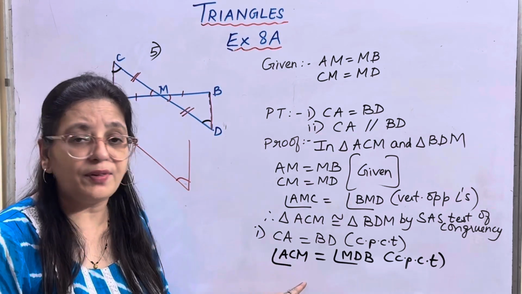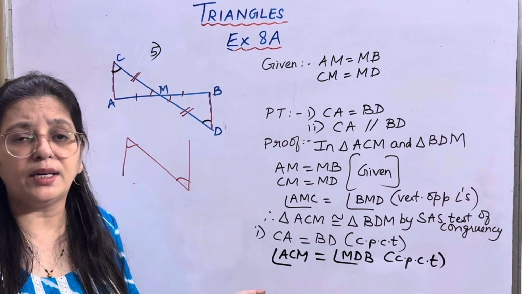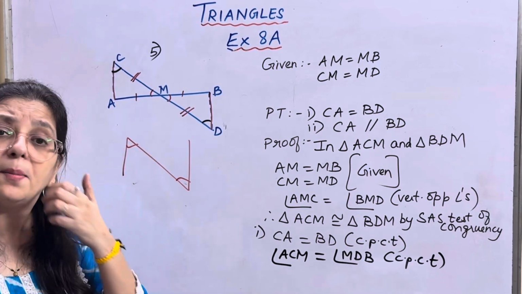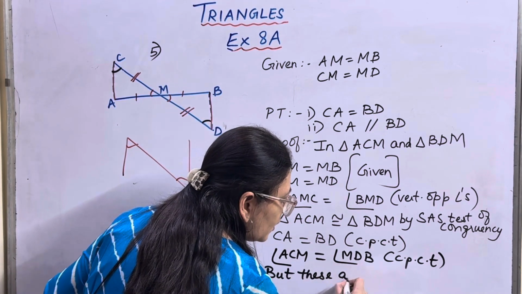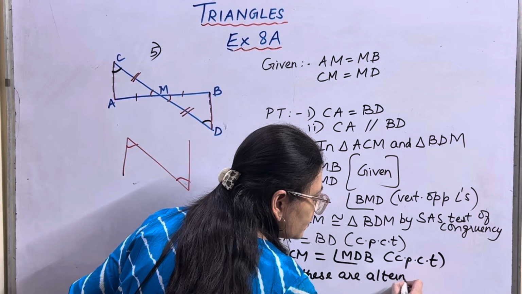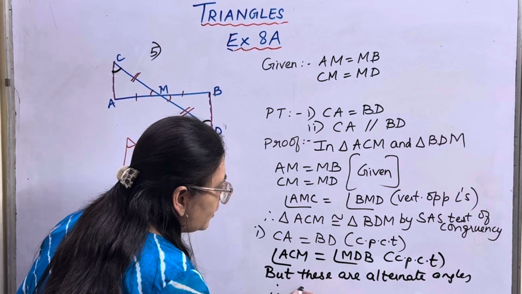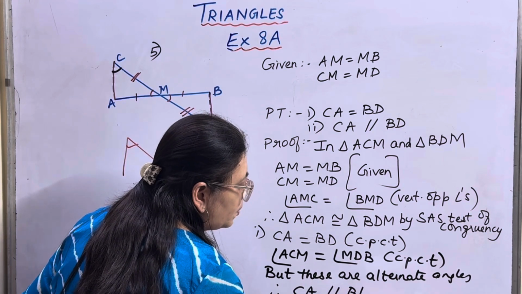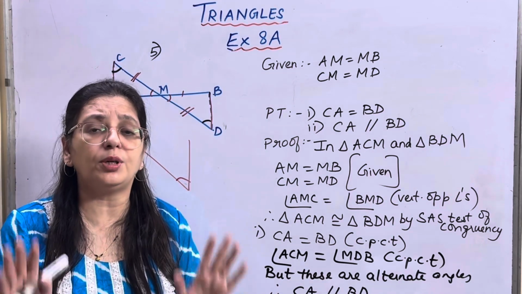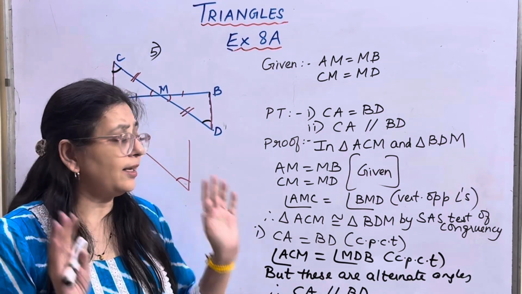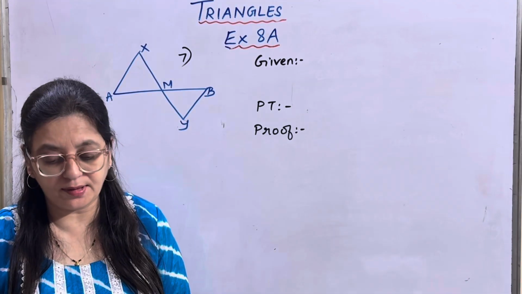So what will you do? You have taken CPCT, but this looks like alternate angles. If this is alternate angle, therefore these two sides are parallel. So you will write, but these are alternate angles. Therefore, we can say that CA is parallel to BD. Are you clear? I am going slow. Please understand the question. Take a pause and check whether you have done it correctly or not. Okay? Yes kids, let's do question number 7.